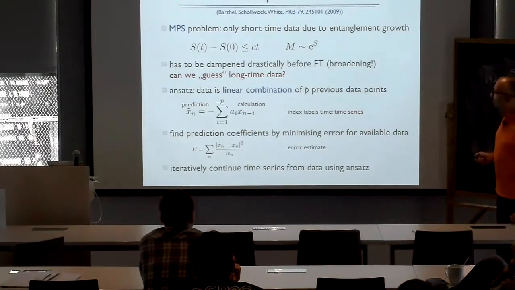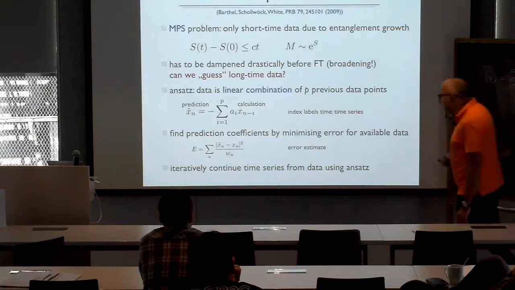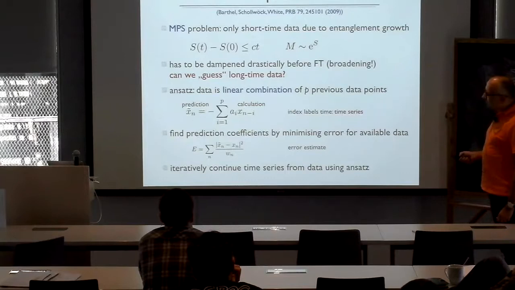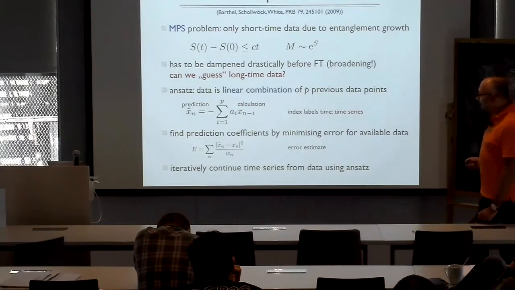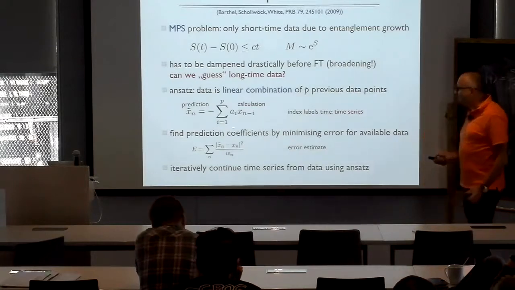And the ansatz which we use is incredibly stupid and simple. It just assumes that if you have a time series of data points x_n, where n is a time index, then the next point in time is simply a linear combination of, say, the last 10, 20 data points, where the coefficients don't change over time. This is, of course, the big assumption, that they don't change over time. And how do you get those coefficients? I mean, let's make this ansatz. Perhaps it's a stupid ansatz, but let's make it.